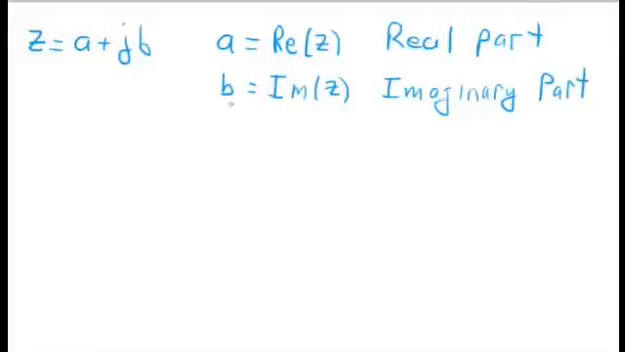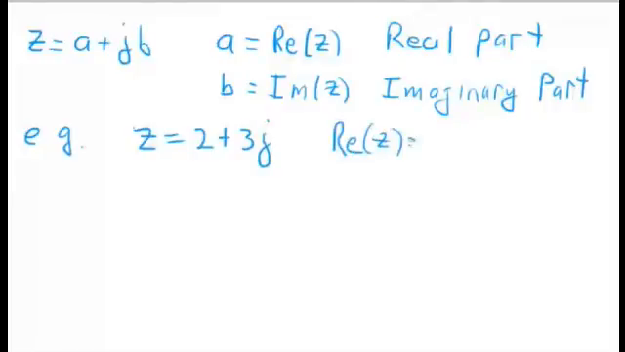Point out one thing. B is a real number. You don't include the J when you talk about the imaginary part. Let's just do some quick examples. If I have Z equals 2 plus 3J, then the real part of Z is 2, and the imaginary part of Z is 3.